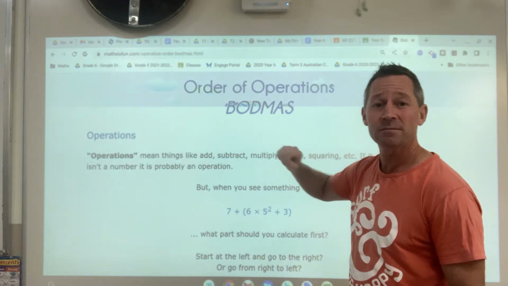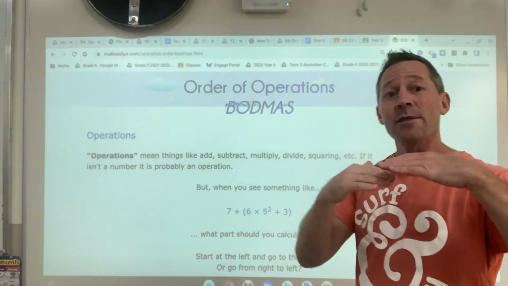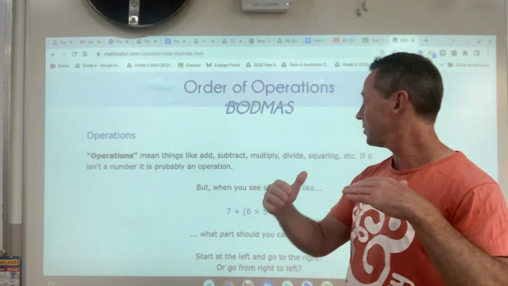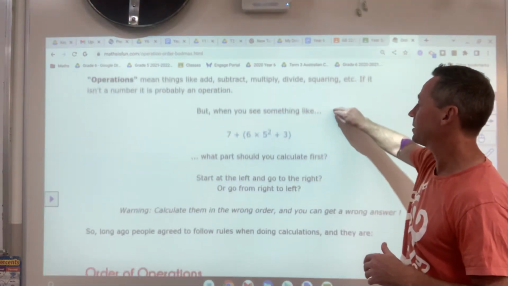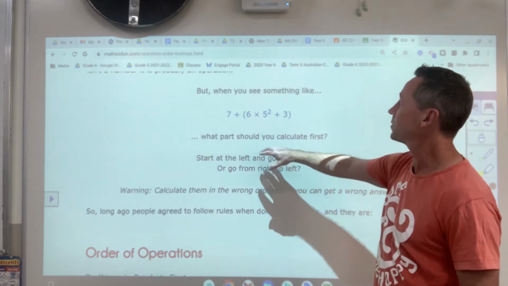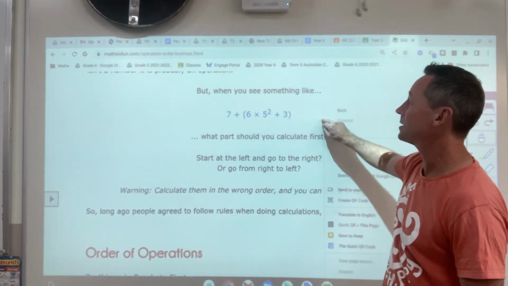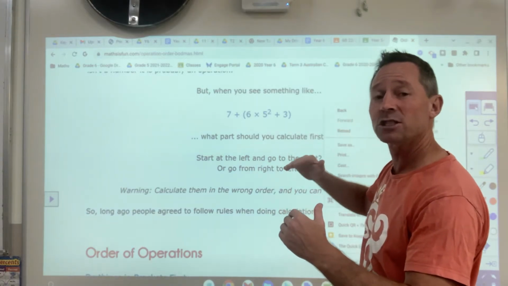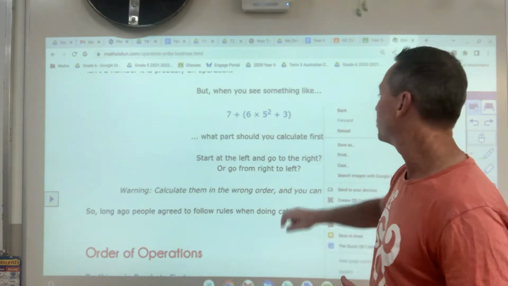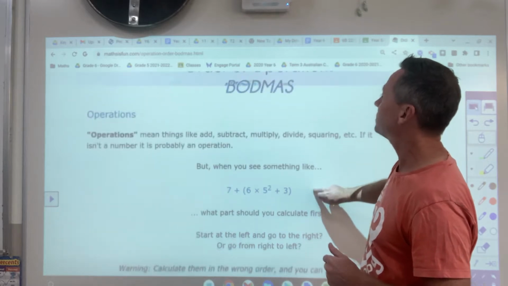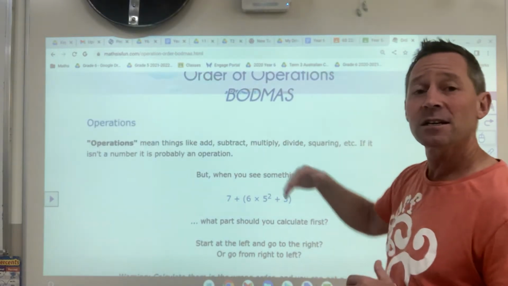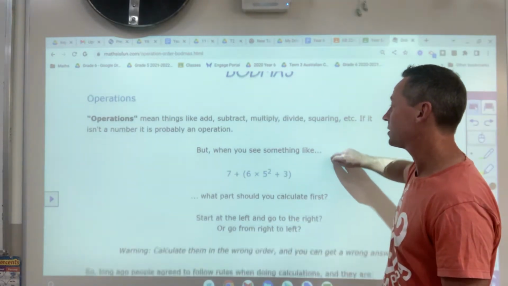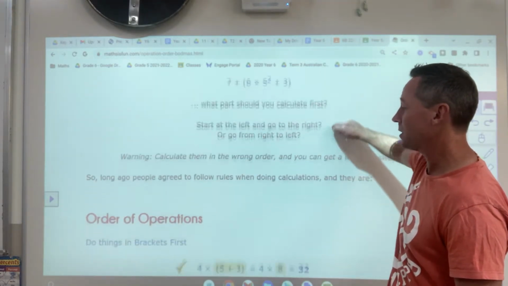D for division, M for multiplication, and they are equal. So division and multiplication, whichever you may see, from left to right, that's the order you do it. Whichever comes first from left to right, division or multiplication, that's what you do first. Same with addition and subtraction, A and S, whichever comes first from left to right, that's what you would do first. So always start with brackets, orders of operation.